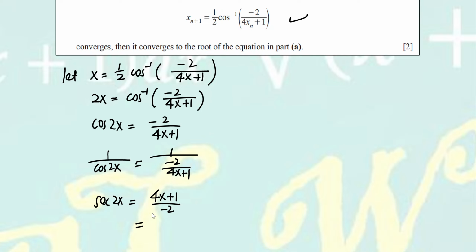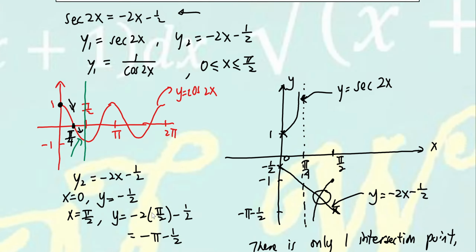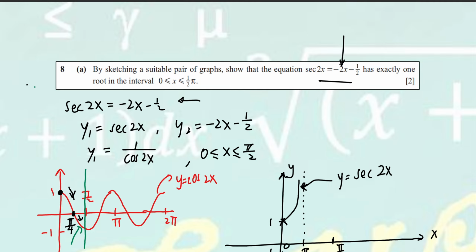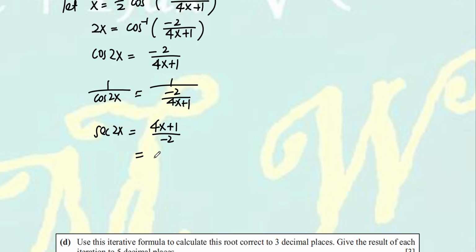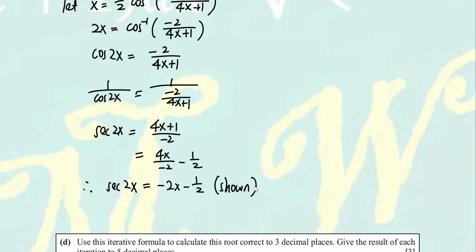Okay, now we have found the sec 2x, but for the right side, we need two terms. We need minus 2x and minus half. So what to do is you split the right side into two terms. So at last, you will be getting minus 2x minus half, and this is same as sec 2x. So we have shown. So done for this question.